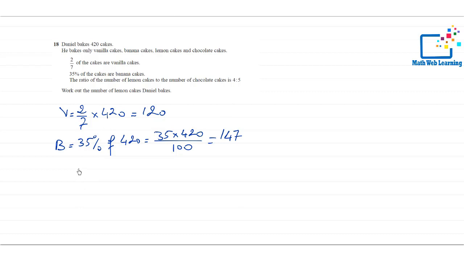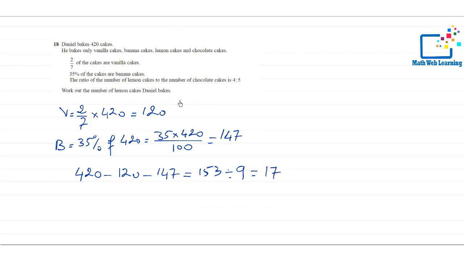Now I'm going to do 420. We're going to subtract 120, the vanilla cake, and we'll subtract 147. You can type it in like this in your calculator and you will get 153. Now that's 153. We need to divide them into the ratio 4:9. So we need to divide it by 9, right? Do that in the calculator. 153 divided by 9, you will get 17.